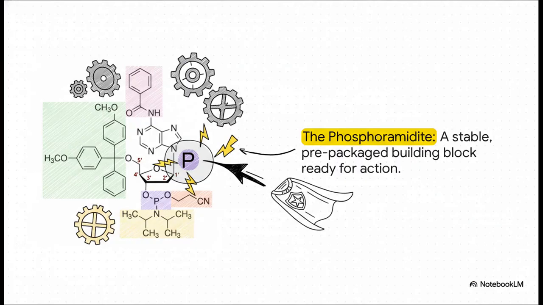And here it is, the hero of the story, the phosphoramidite. Now I know this diagram looks complicated, but the idea behind it is pure genius. This is the prepackaged building block, the ink cartridge for the DNA printer. It has that super reactive phosphorus, but it's kept stable and safe until the exact right moment. All the protecting groups are already in place. It's just ready to go.